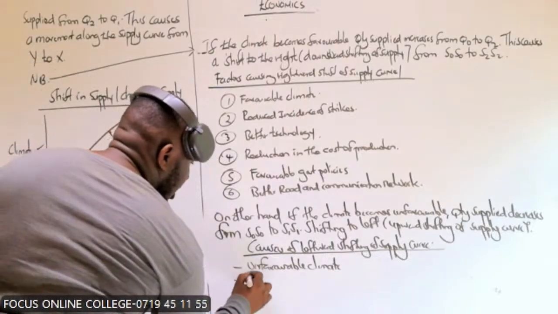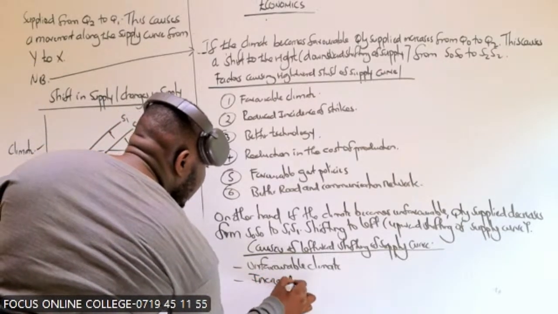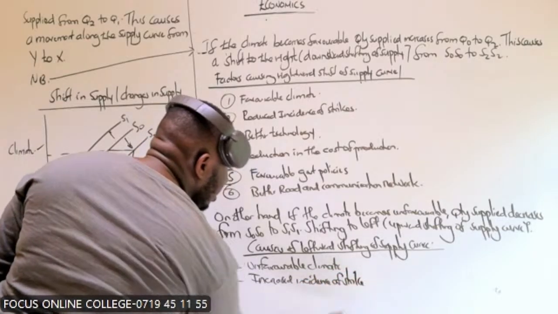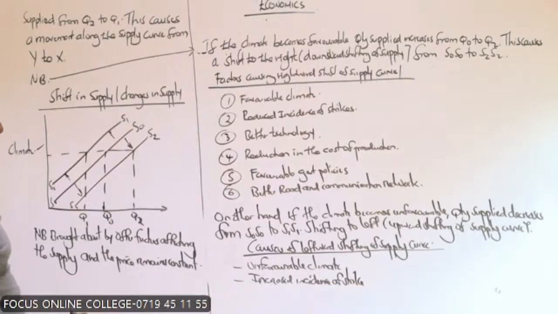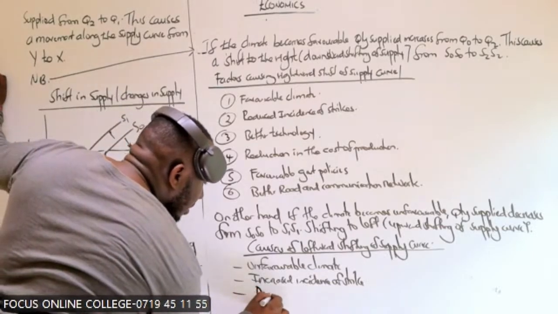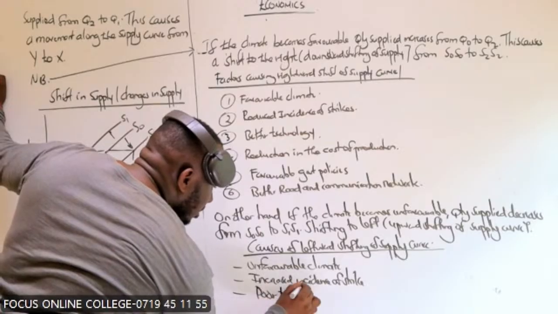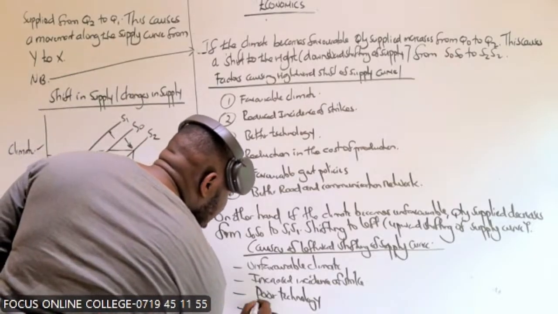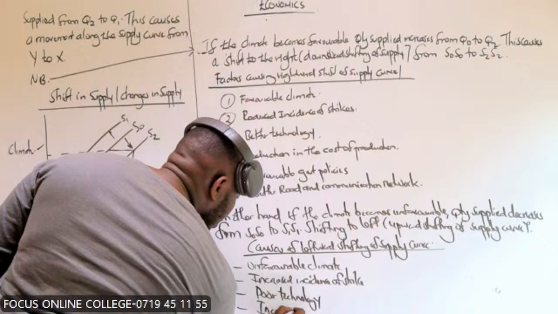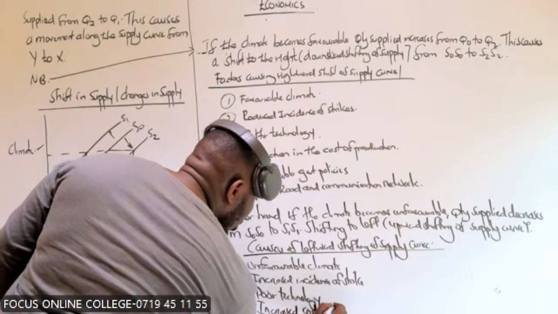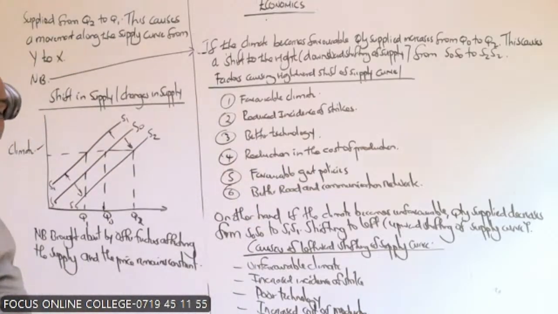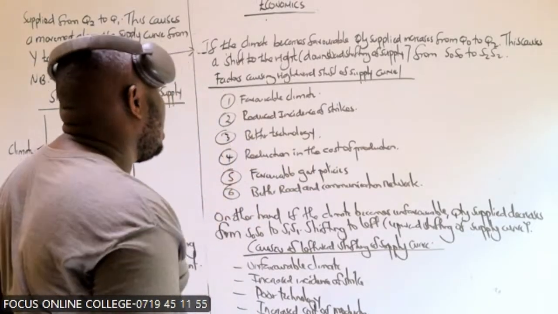So we can have increased incidence of strike. We have poor technology. Increased cost of production, we have what we call increased cost of production.